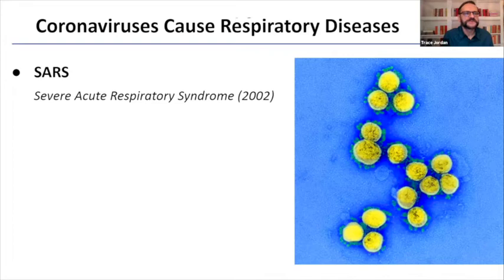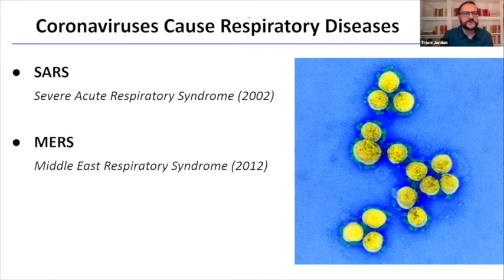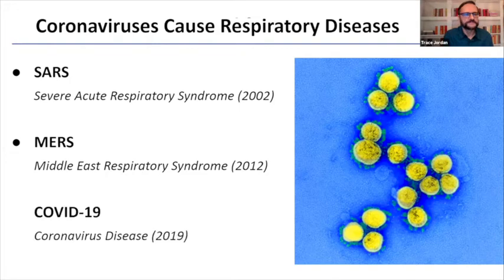The first coronavirus disease that was identified was called SARS. That stands for Severe Acute Respiratory Syndrome. The disease of SARS was first observed in 2002. In 2003, it expanded globally and was the first example of a pandemic caused by a coronavirus. A second coronavirus disease is called MERS, Middle East Respiratory Syndrome. That was first identified in 2012.